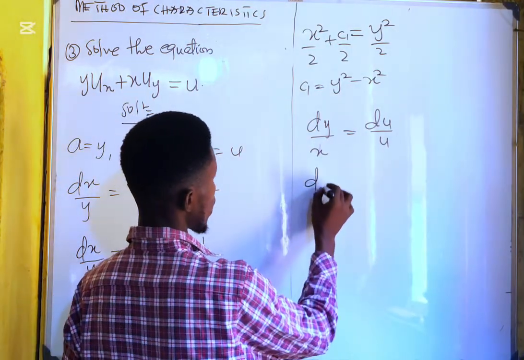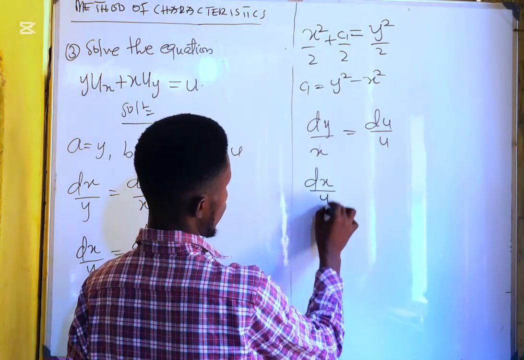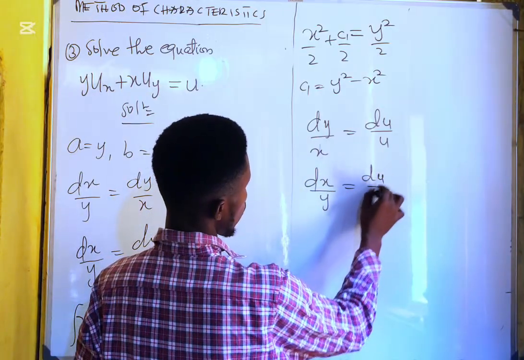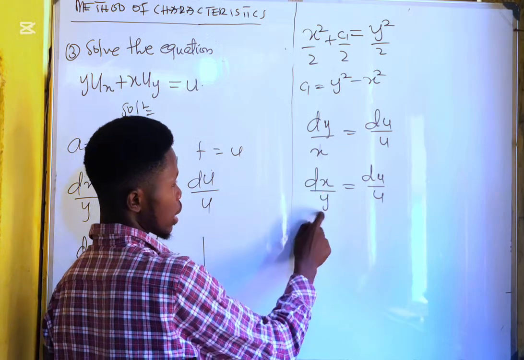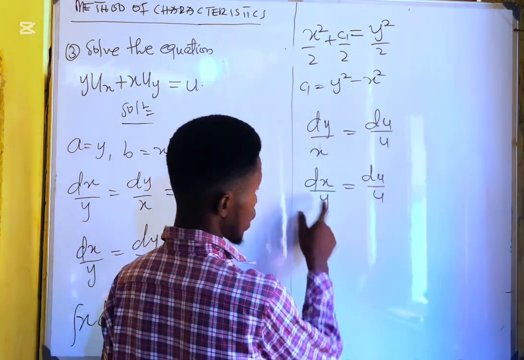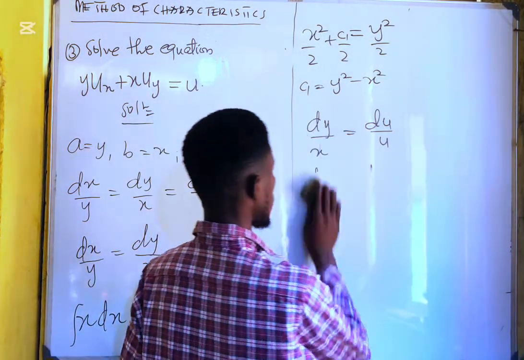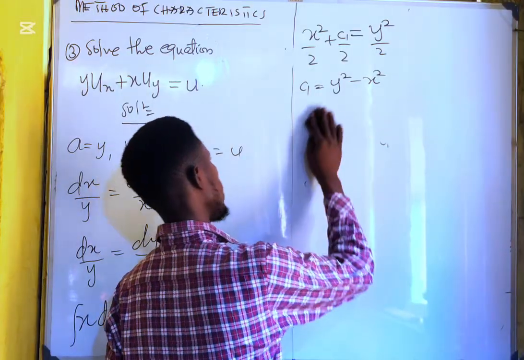It is the same thing if you compare x over y to du over u. This can be integrated, but this cannot be integrated because here the operator is x, and here is y. So it cannot be. So look at the technique that we are going to use here.